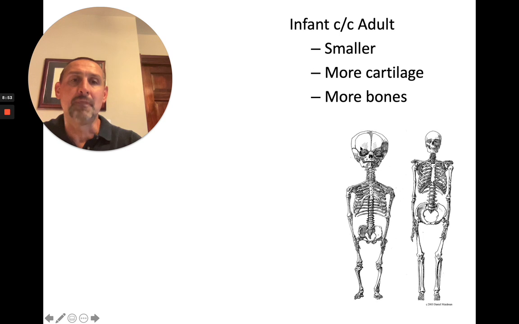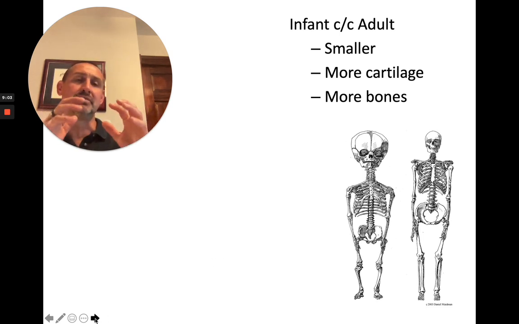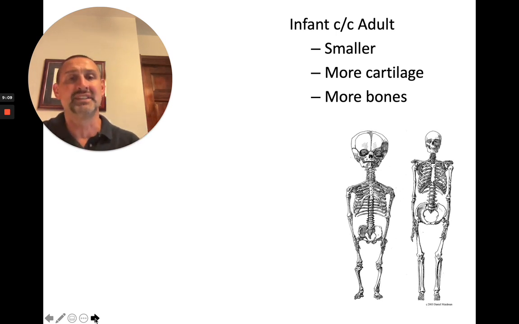One point of note is the skull. You'll notice this large amount of cartilage right in the center of the skull of the infant skeleton. Those are called fontanelles, those cartilage plates. And what it does is it allows the skull bone to kind of compress like a cone during the birthing process so that the baby's head can fit through the birth canal.